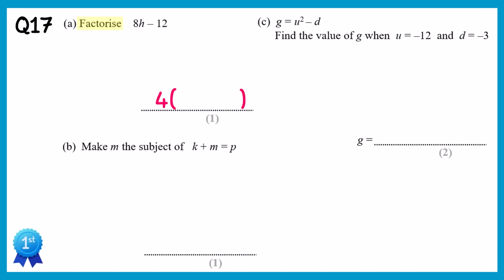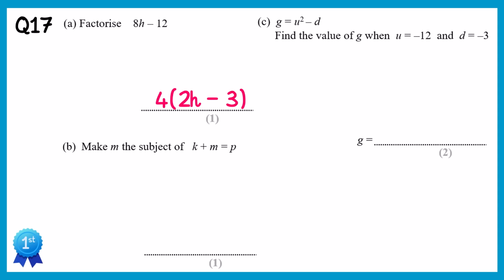Then we need to decide what to put inside the brackets. I like to do this by imagining I expand them. What would I multiply 4 by to end up with 8h? Well, I need to multiply it by 2h, since 4 times 2h is 8h. And what would I multiply 4 by to get to negative 12? This would be negative 3.